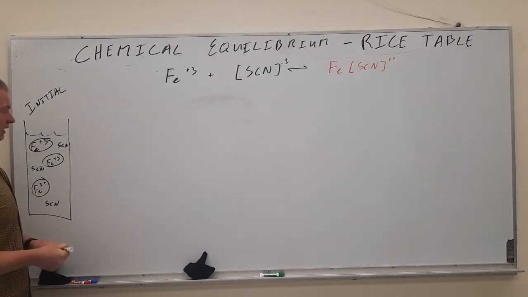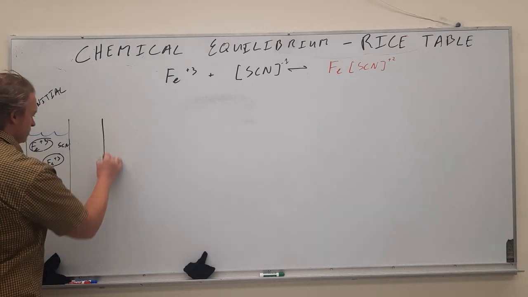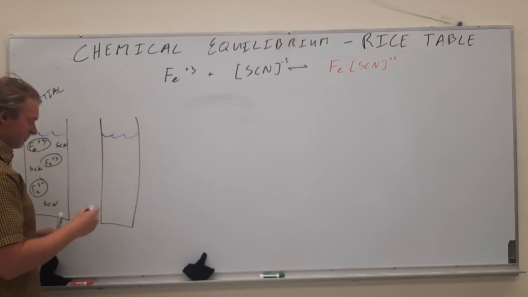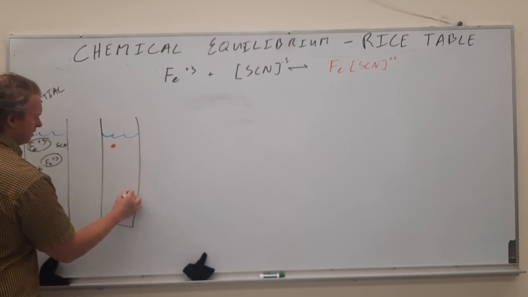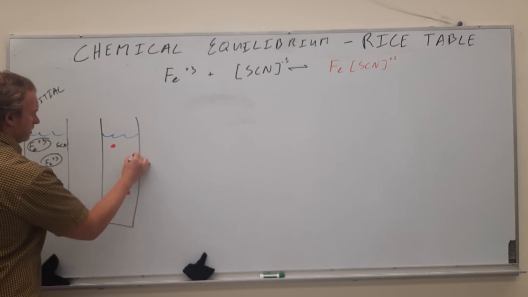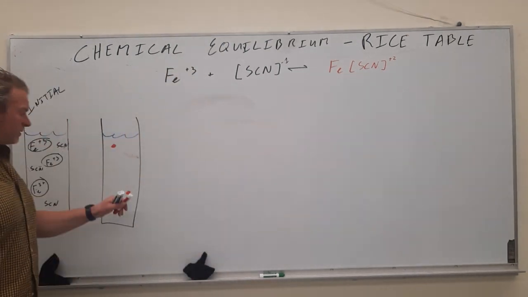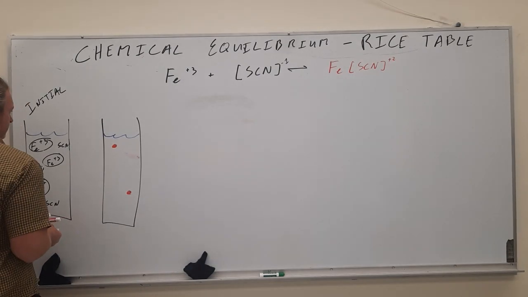Now, this initial status of the atomic vision only happens for about a millionth of a second, because as you've observed, there is a very quick change and then equilibrium is observed. At equilibrium you will have some of this compound produced. I'm just using red dots to represent that there.